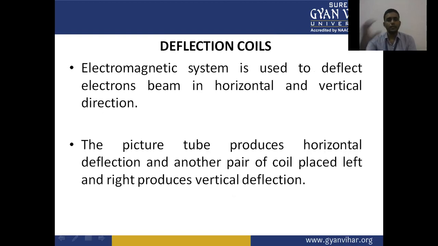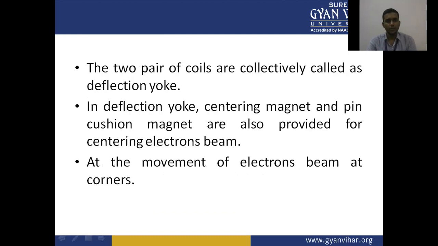The electromagnetic system is used to deflect the electron beams in the horizontal and the vertical directions. One pair of coils produces the horizontal deflection, and another pair of coils, placed left and right, produces the vertical deflection. The two pairs of coils are collectively called a deflection yoke. In the deflection yoke, centering magnets and an ion trap magnet are also provided for centering the electron beams.